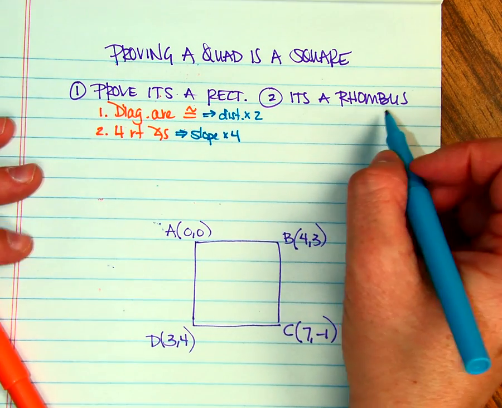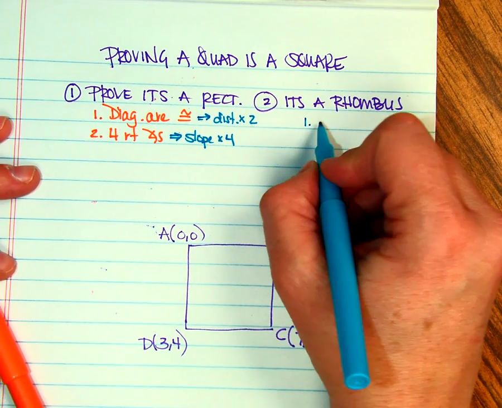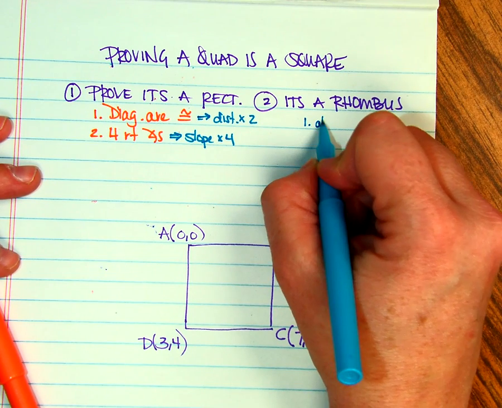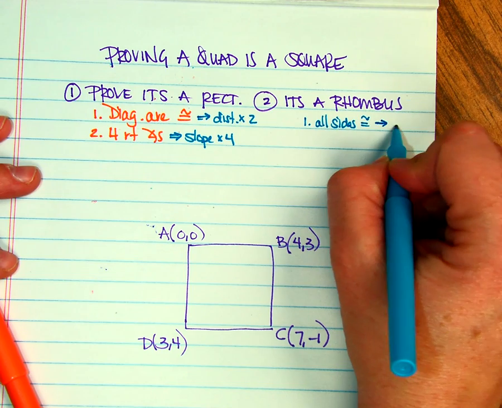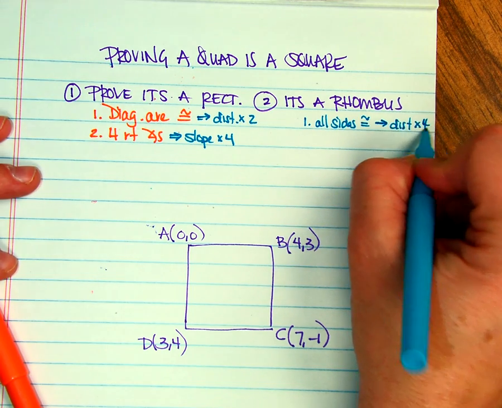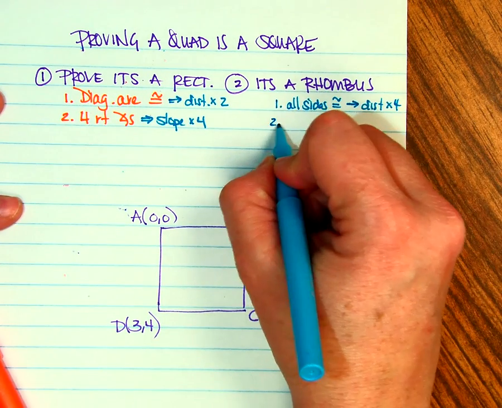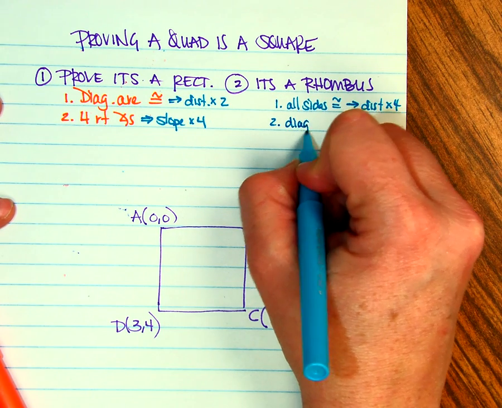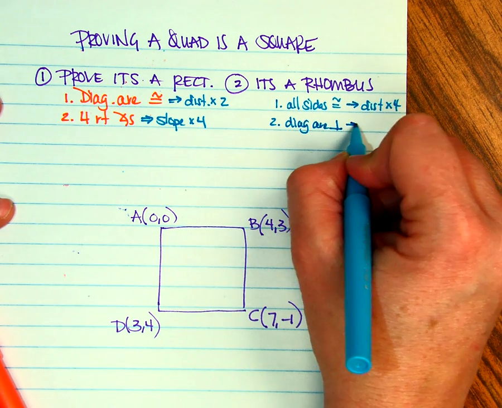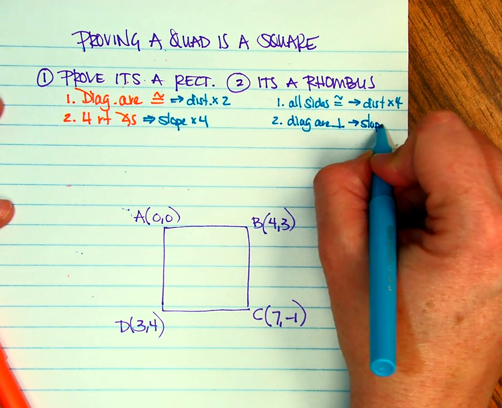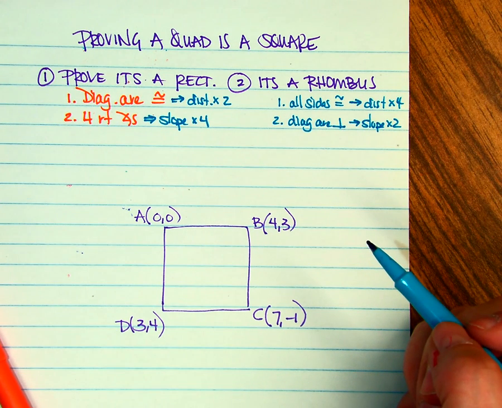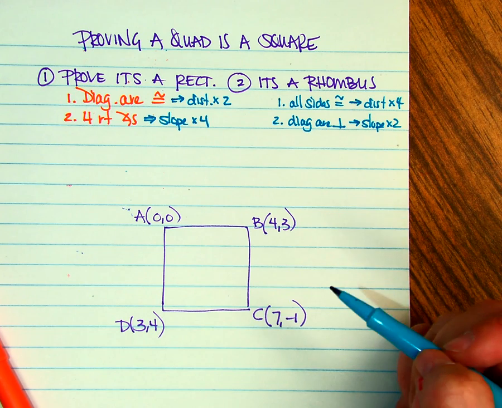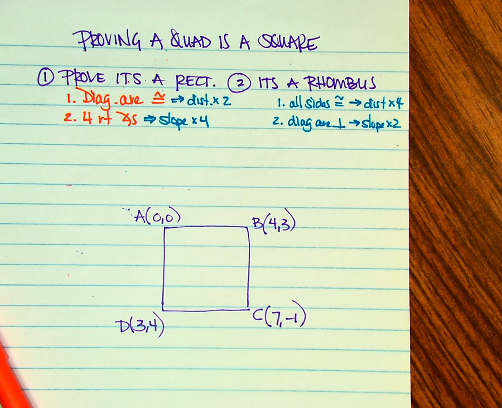To prove it's a rhombus, I could prove that all sides are congruent. So again, I'm using the distance formula four times. I could prove that diagonals are perpendicular. So that's using the slope twice. And pretty much it. Okay, so I prefer to use a diagonal because I have a lot less work, I think.